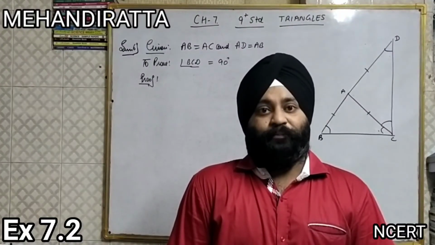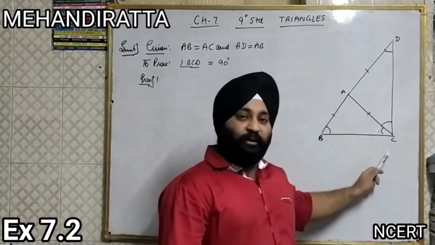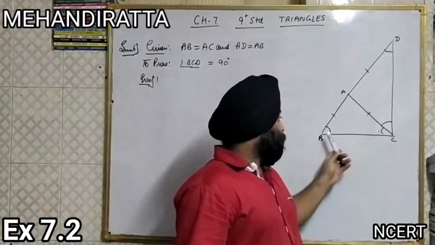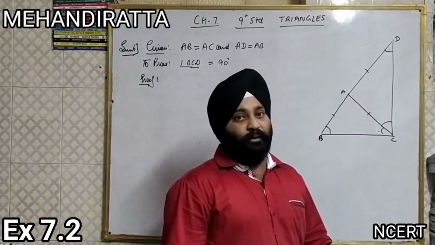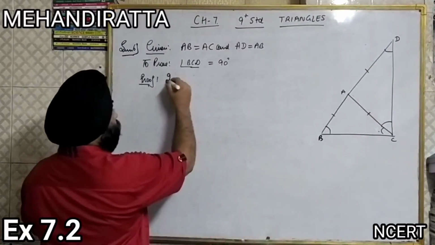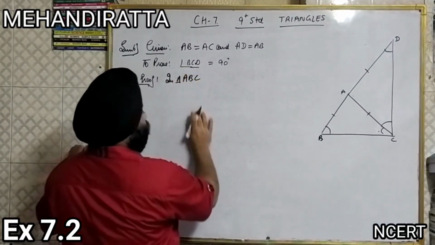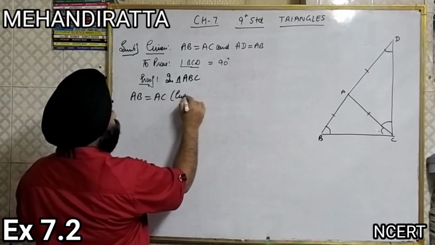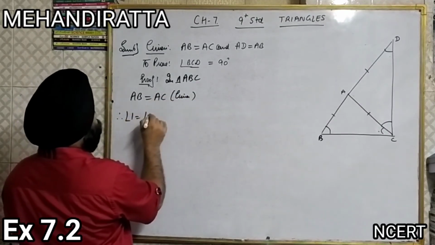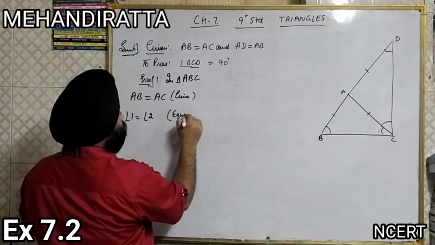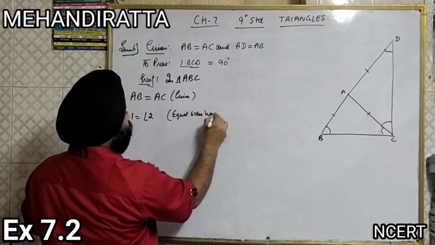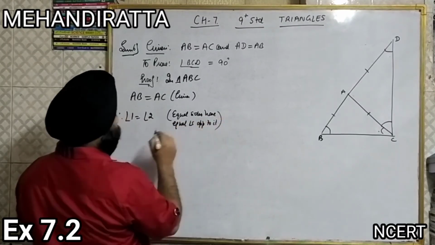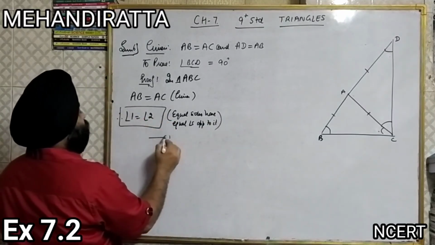Now in the sixth sum, AB equals AC given and AC equals AD given, we have to prove that angle BCD is a right angle. So in triangle ABC, AB equals AC given. Therefore, angle 1 equals angle 2. Equal sides have equal angles opposite to them. Say this as first equation.